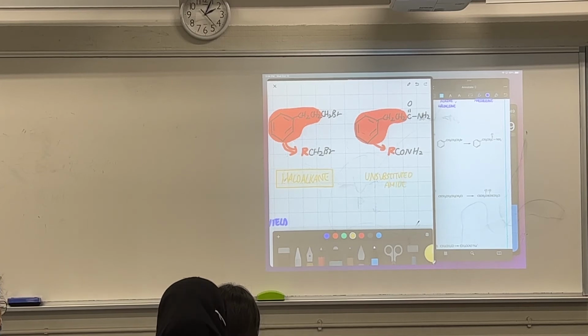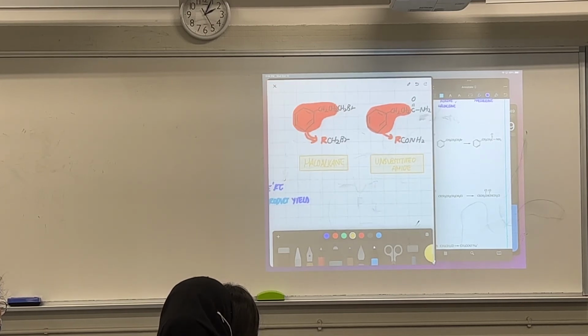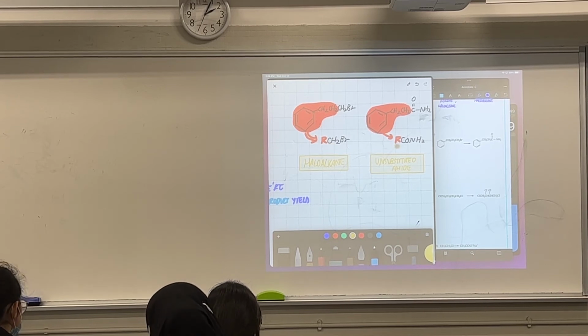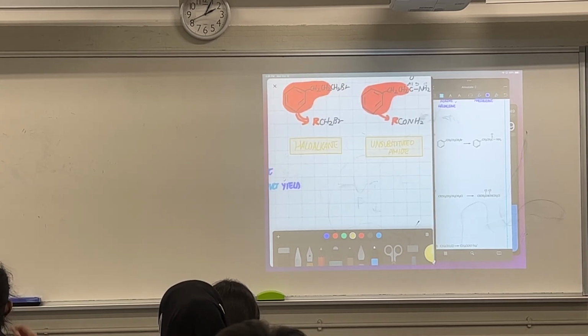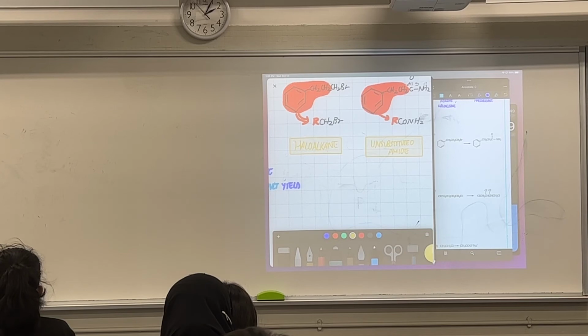Where can we go from haloalkane? What can haloalkane turn into? Alcohol or alkene? Yes, alcohol or alkene. But which of those has a connection to the amide? Do you remember? Alcohol. It's not really alcohol, but carboxylic acid. And carboxylic acid is in turn related to alcohol, right? Which class of alcohol? Primary. So you see, write down what your deductions were.